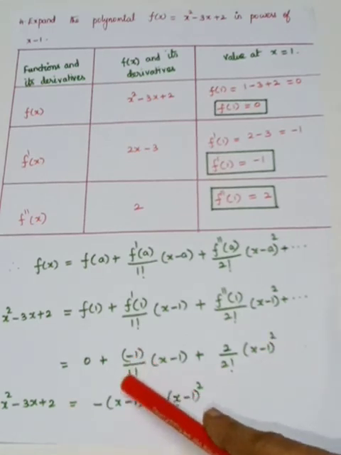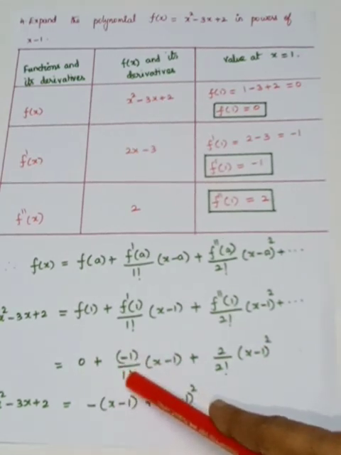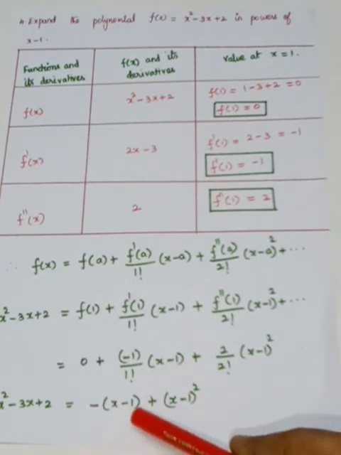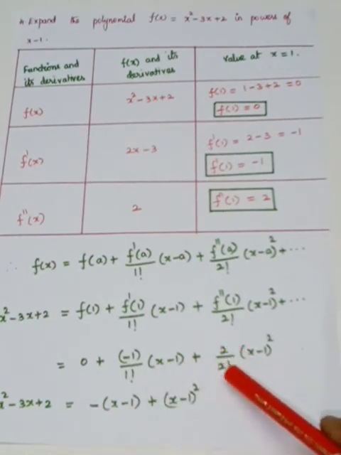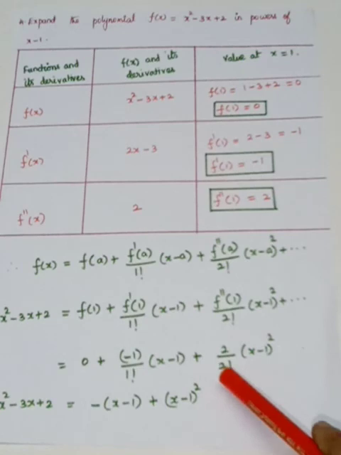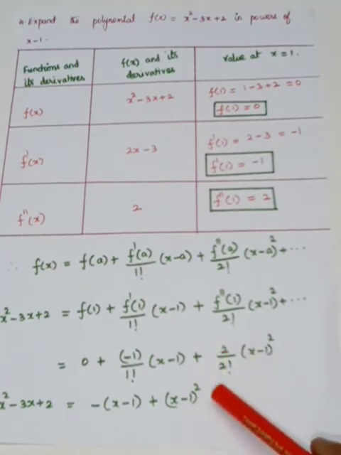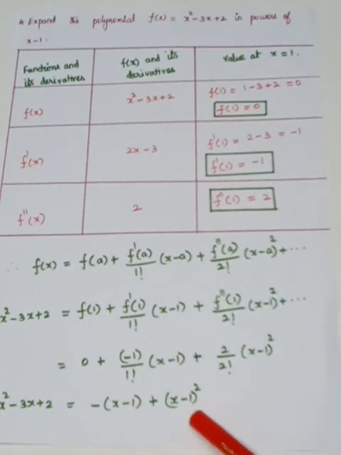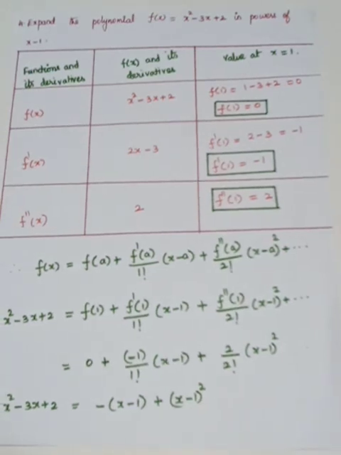So minus 1 by 1 factorial is minus 1 into x minus 1, which is minus of x minus 1. This 2 and this 2 factorial get cancelled, since 2 factorial is 1 into 2, that is 2. So when they get cancelled, you will get the answer as x minus 1 the whole square. So the polynomial can be written in terms of x minus 1. Thank you, students.